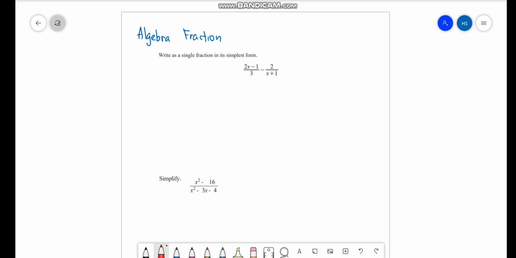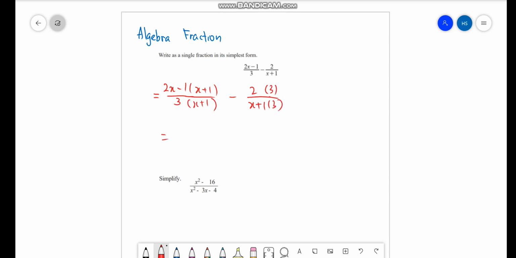So if you want to combine the two fractions, you must make sure their denominators are equal. So how are we going to do this? Very simple. Let's say the first fraction, 2x minus 1 over 3. You just have to multiply by the denominator of the other fraction, which is x plus 1, on top and bottom. And then the second fraction, 2 over x plus 1, same thing. We multiply by the denominator of the other fraction, which is 3, on top and bottom.